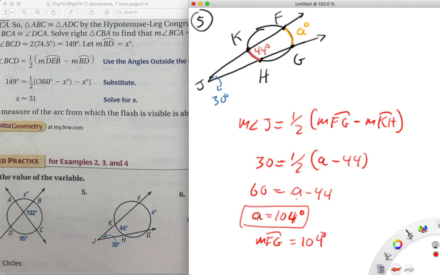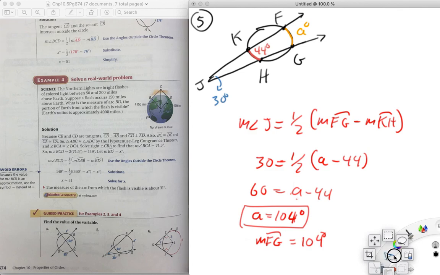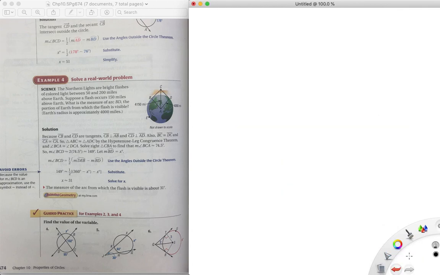Okay. All right, so number 6. I think it would be a good idea to do it twice. They actually have an example of it, which is exactly what number 6 is. So let's do that. So we have the Earth, and there's the Aurora Borealis going on, the Northern Lights, and it flashes at some point C.